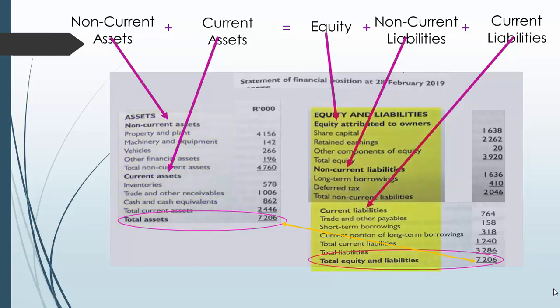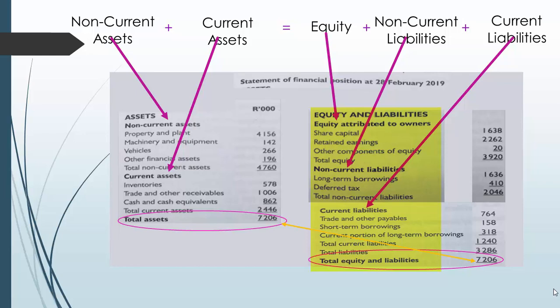And on the other side, you've got your share capital. That's the money you originally got when you sold shares. There you've got your retained earnings. Those are the profits from all the previous years. And then you might have a couple of other components of equity, and that makes up your total equity.